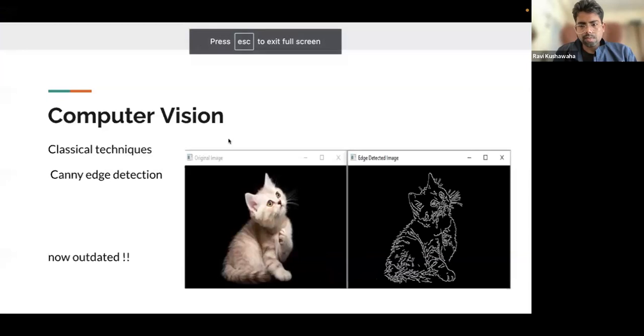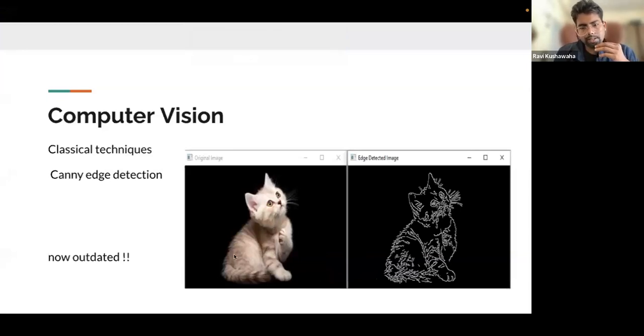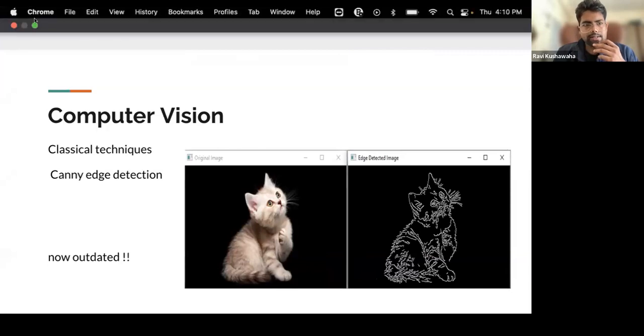Yeah. And let's say this is a cat image and we want to obtain all the edges of the cat. So the whiskers, the paws, and the tail, we have obtained the edges. But these were all based on classical ML techniques, which are not used so much nowadays.